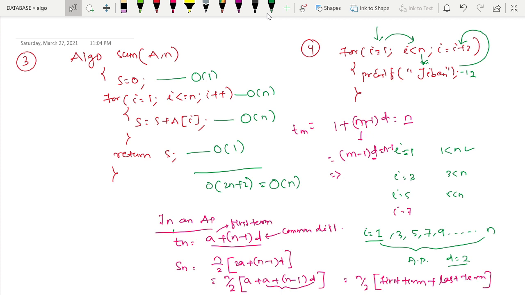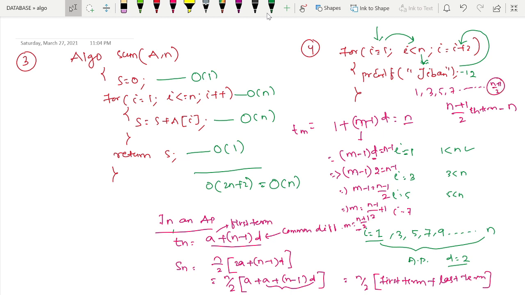We know the d value is 2 here. So (m minus 1) into 2 equals n minus 1. m minus 1 equals (n minus 1) by 2. m equals (n minus 1) by 2 plus 1. By simplifying it we get (n plus 1) by 2, right? So from this we know that after the (n plus 1) by 2th term we get n. First we get 1, then 3, then 5, then 7. After the (n plus 1) by 2th term we get n.